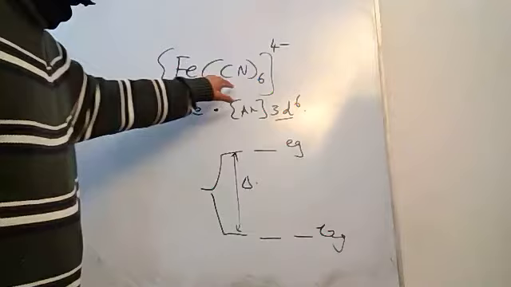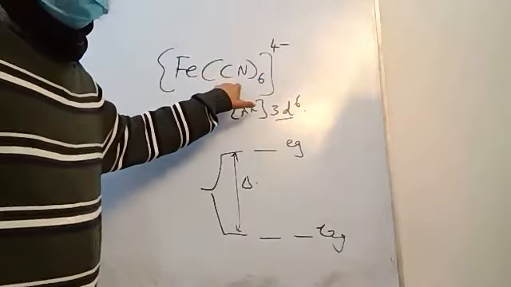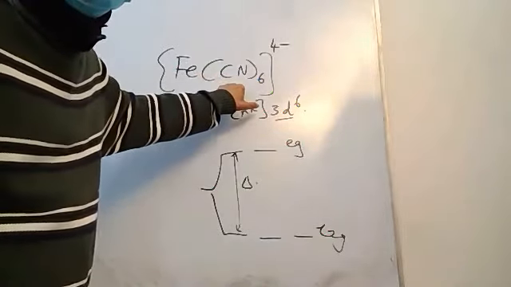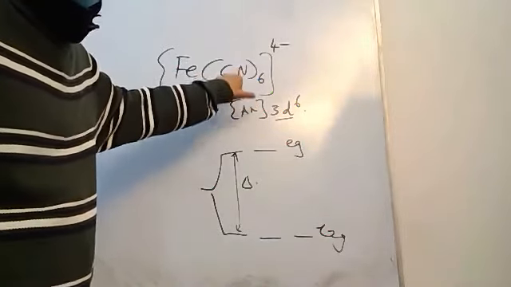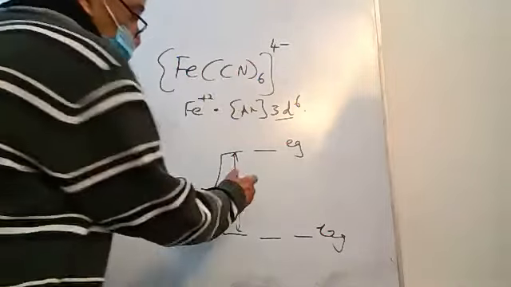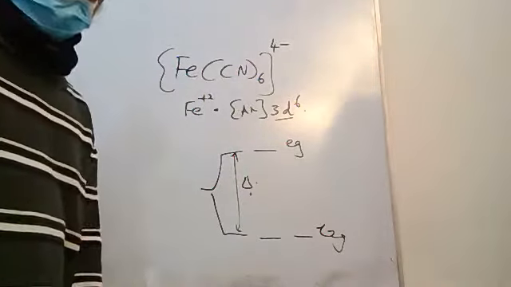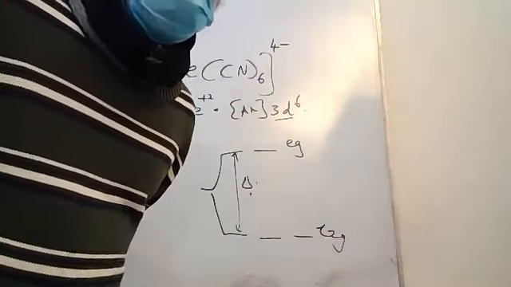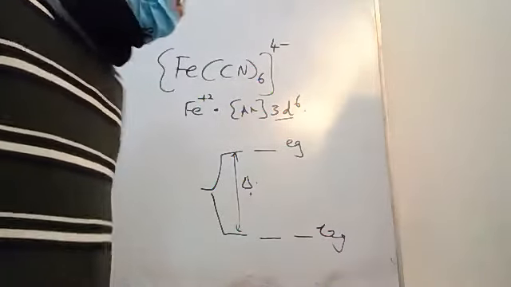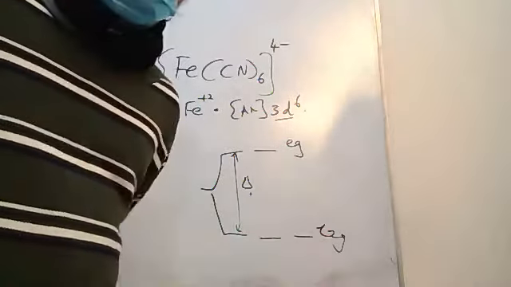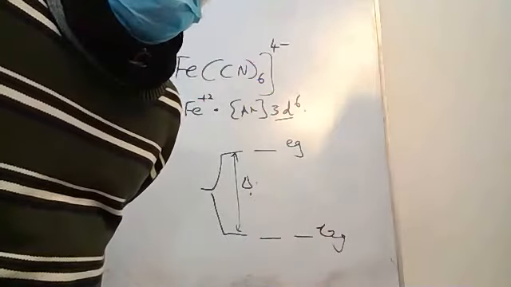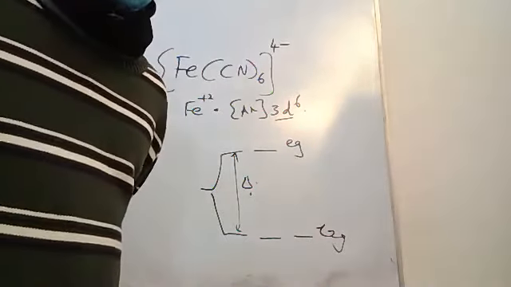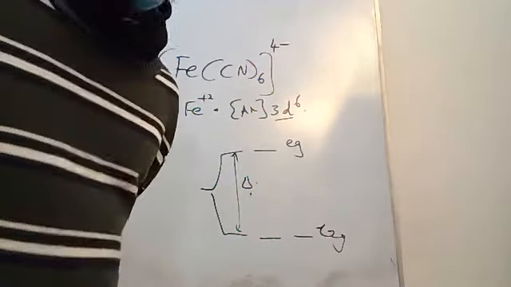What's the ligand here we're dealing with? Strong field ligand. CN is a strong field ligand. Yes. This energy is huge here. The separation between EG and T2G is really large. So when the separation is large, you usually end up having low spin complexes. That means the number of unpaired electrons will be small.